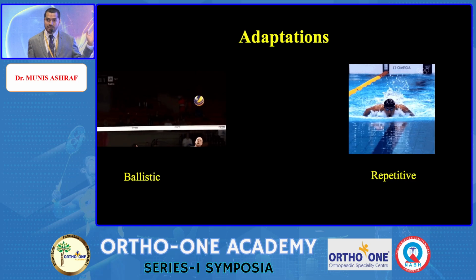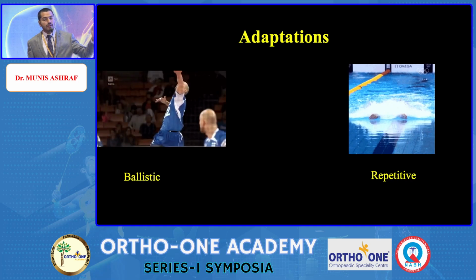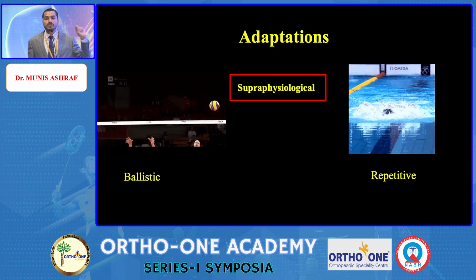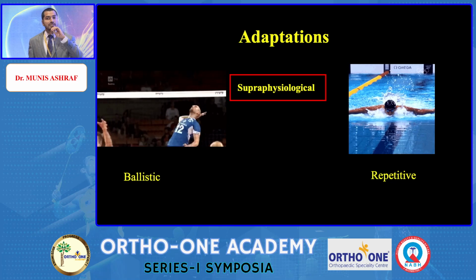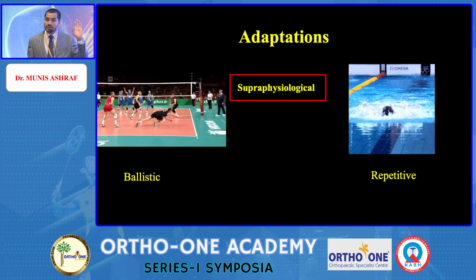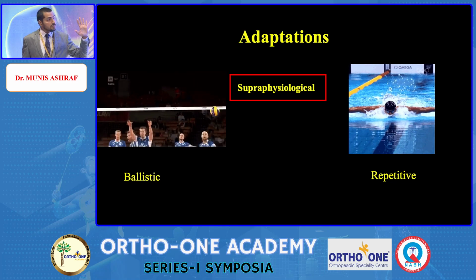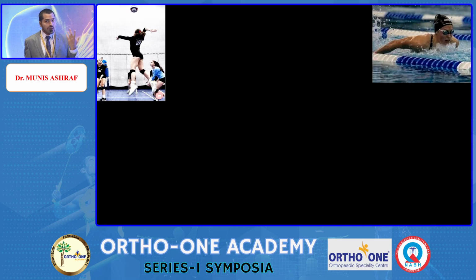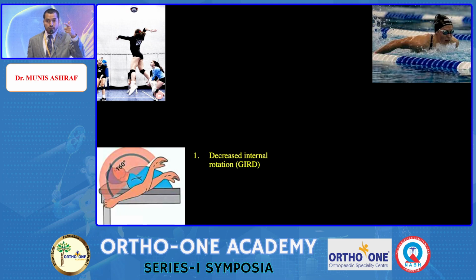Now when a ballistic force or a repetitive force is being done over a long period of time, this is supraphysiological. Remember the definition I said, supraphysiological. So this is something above normal. These kinds of players will go in for an adaptation. What kind of adaptation? The thrower, the volleyball player or the overhead athlete will have a decreased internal rotation. They will have increased external rotation, but the internal rotation will be less.